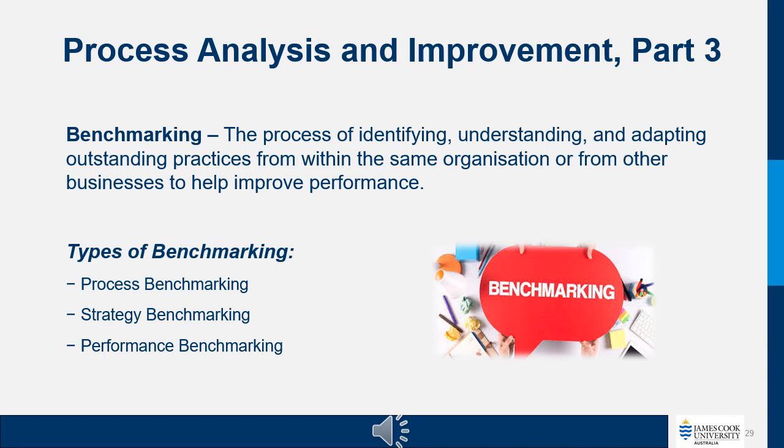And the last one is performance benchmarking. This type of benchmarking involves comparing the organization's performance against other organizations in the same industry using key performance indicators (KPIs) such as revenue growth, profitability, customer satisfaction, and employee productivity. This can help identify areas where the organization is underperforming and provide a basis for setting performance targets that will enable the organization to improve its competitive position.